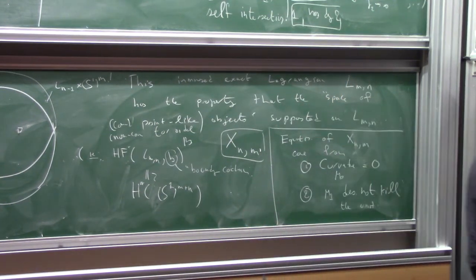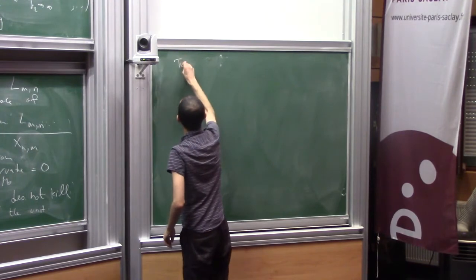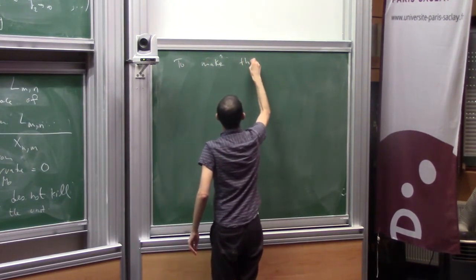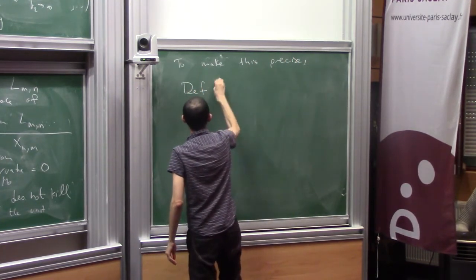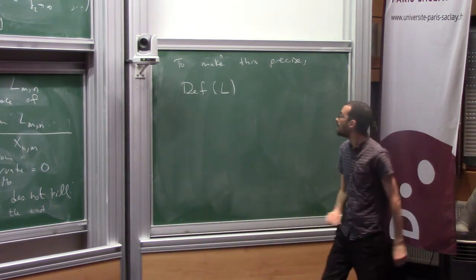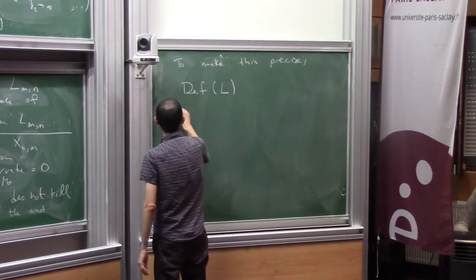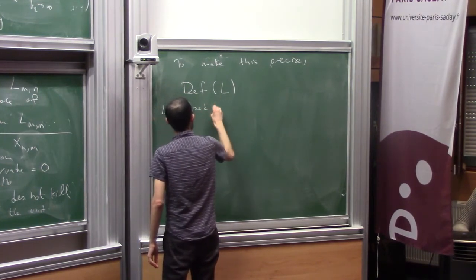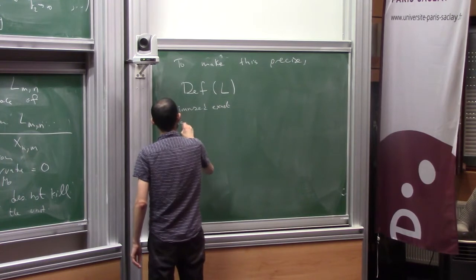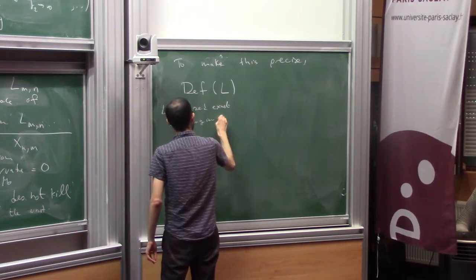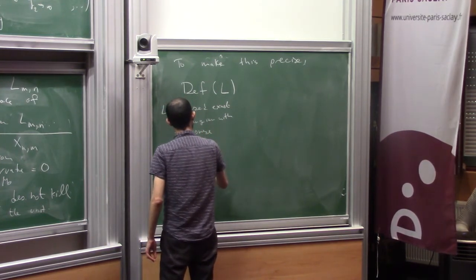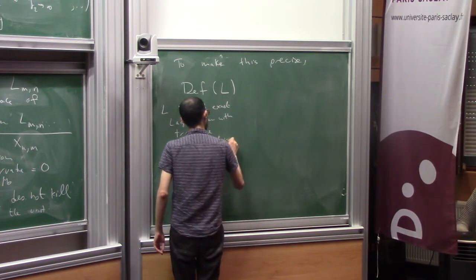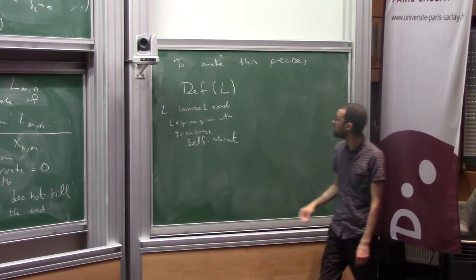But this is some kind of standard fact. To make this precise, what I want to do is find the deformation space of L. So what is L? I'm going to do something slightly more general. So L will be immersed, with tangent, transverse self-intersections. Okay, so I'm finding the deformation space.